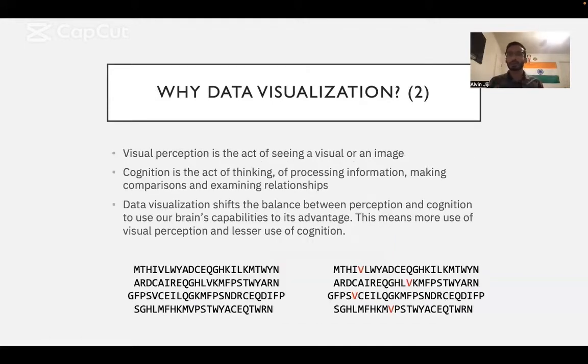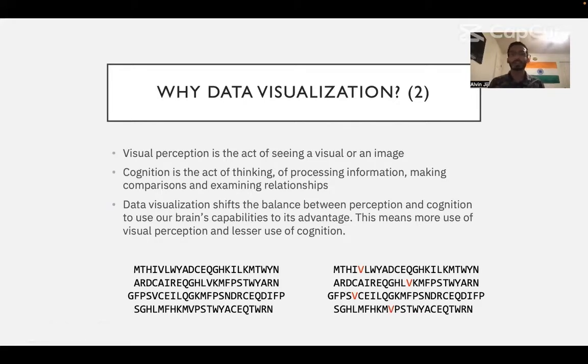So why do we visualize data? The human visual system is the highest bandwidth sense that we have. All the other senses are lower bandwidth, and that just means their connection to the brain is lower. But yeah, just a couple of definitions. Visual perception is the act of seeing a visual or an image. And cognition is the act of thinking or processing information, making comparisons, and examining relationships.